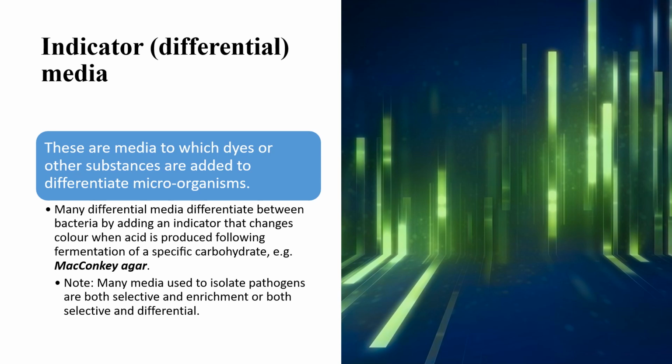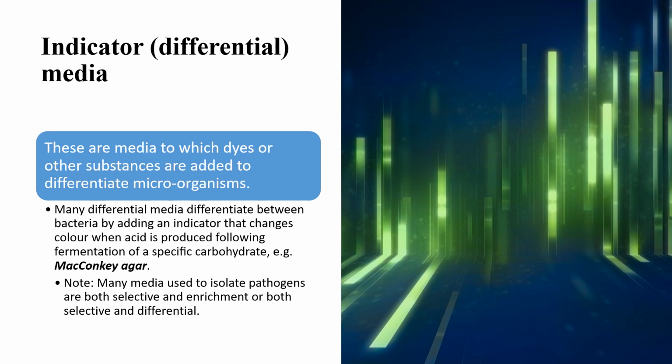An example of differential media is MacConkey agar. MacConkey agar contains bile salts, crystal violet dye, lactose, and a pH indicator. It is commonly used to differentiate between lactose fermenters and non-fermenters among gram-negative bacteria, particularly those from the family Enterobacteriaceae. Lactose-fermenting bacteria produce acid during fermentation, causing the pH indicator to turn red or pink. Non-fermenters, on the other hand, do not produce acid and the medium remains pale or colorless.